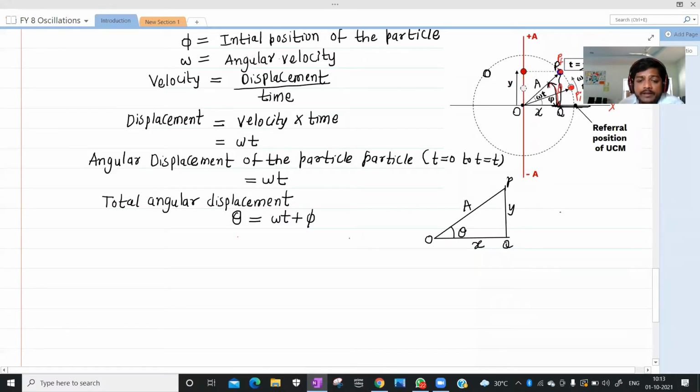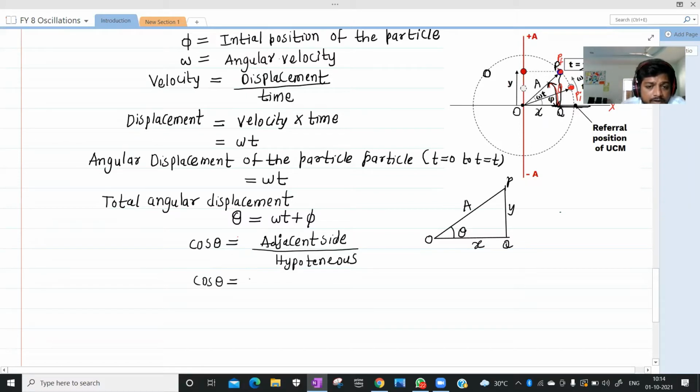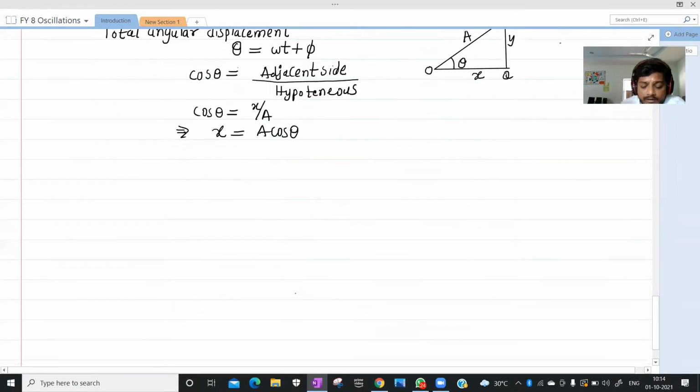Now we can apply the trigonometric ratios, right? Tell me the trigonometric ratio. What is cos theta? Cos theta is equal to the adjacent side by the hypotenuse, which is x by a. So cos theta equals x by a. From this, x is nothing but a into cos theta.